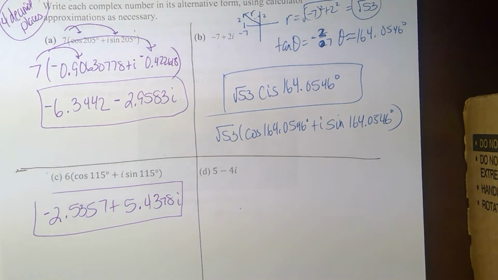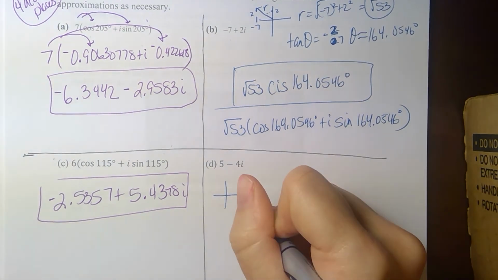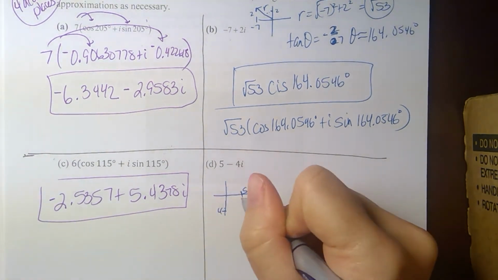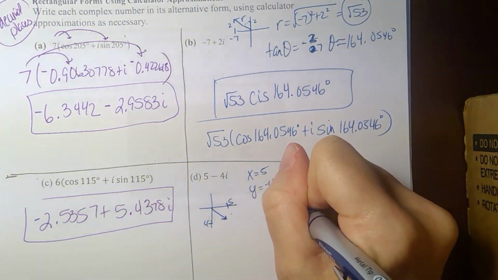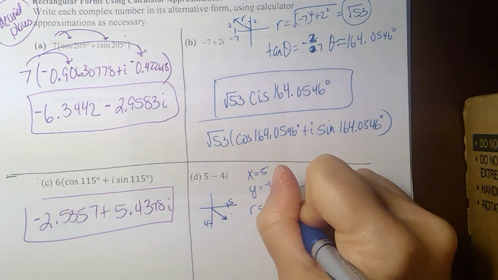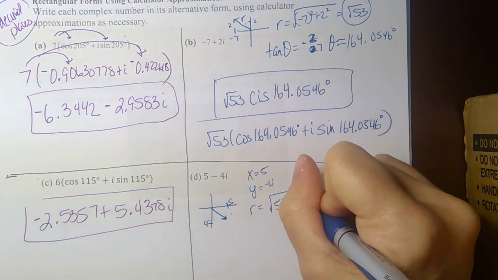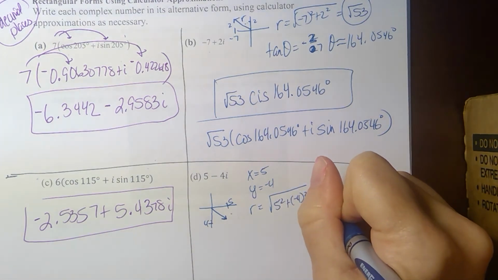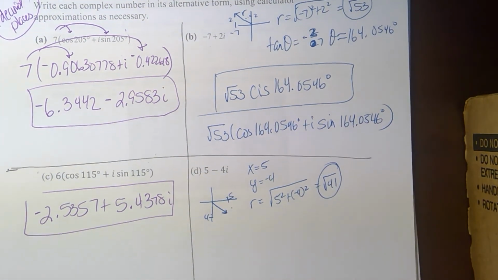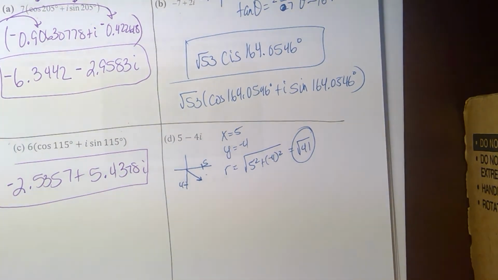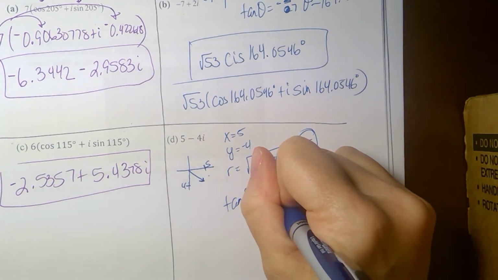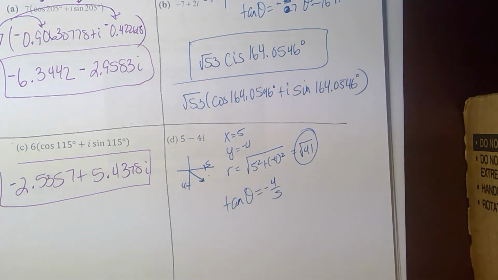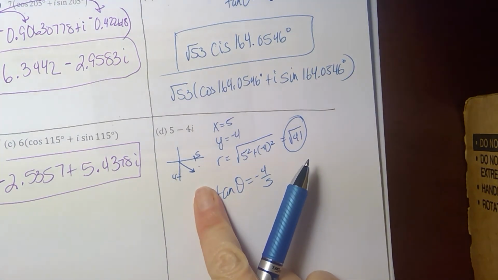Okay, D. What quadrant will we be in for D? Well, in D, we are actually in quadrant 4. Let's go ahead and sketch that. We're going to go over 5 and down 4, so that's where our vector would end. X is 5, y is -4. R is going to be the square root of 5 squared plus -4 squared, which gives me square root of 41 for R. When I check to see what tangent is, let's do it the right way this time. Tangent theta is y over x, so -4/5. So I'm in quadrant 4. I'm going to get an angle in quadrant 4.